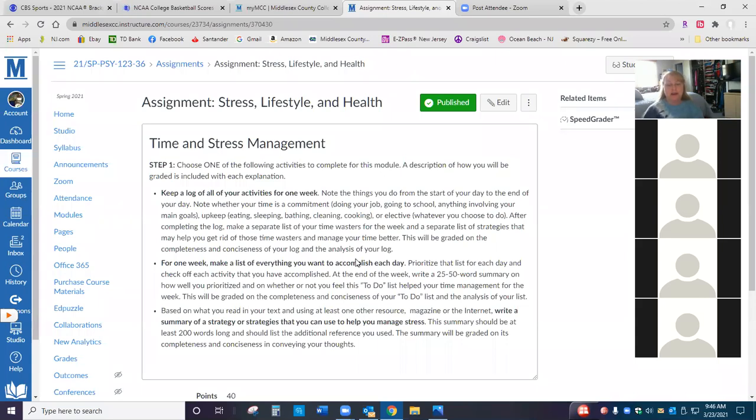After you do that, then you make a separate list of the whole week and you decide which of those things were time wasters for the week, and a separate list of strategies that might help you manage your time better, okay? So commitment, upkeep, elective, decide what is time wasters and what is a good strategy. Just from Tuesday to Saturday or whenever? Well, yeah, we can make it Tuesday to Friday because I'm not encouraging you to have to enter it on Saturday. So let's do Tuesday to Friday to make it easier for you, so you don't feel like you have to do it on the weekend, okay? Tuesday to Friday. That's your first option.